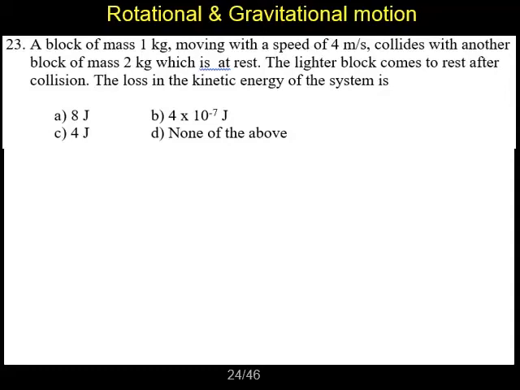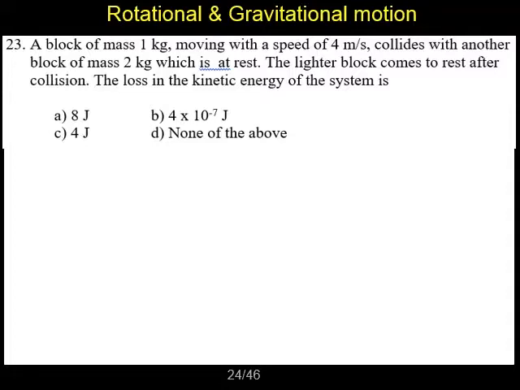Question number 23. A block of mass 1 kg moving with a speed of 4 meters per second collides with another block of mass 2 kg which is at rest. The lighter block comes to rest after the collision. Find the loss in kinetic energy of the system.